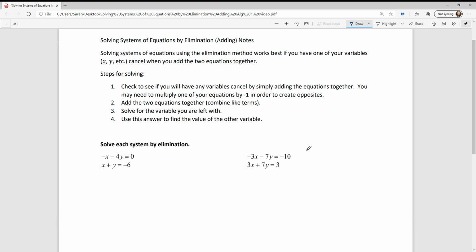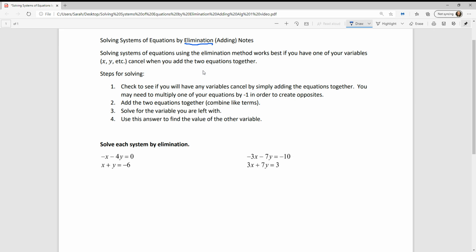Hello, today we're going to be looking at a different method of solving systems of equations, which is called elimination. Elimination means we're getting rid of something. And so this is a different method than what we've seen other than substitution or graphing, because our goal with these is to eliminate or get rid of either our x's or our y's in both equations because they cancel.